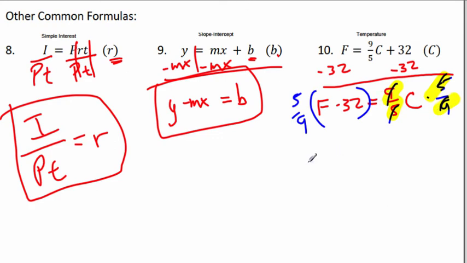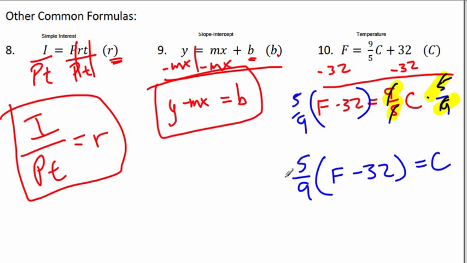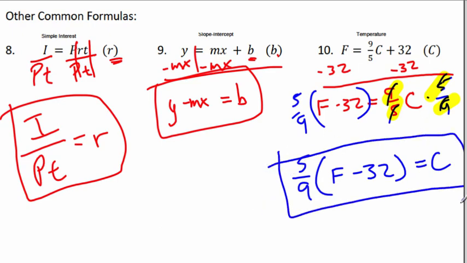Now here's the part I want to be sure to point out to you. You get 5/9 times the whole side, so you have to use parentheses: F minus 32. It's times the quantity F minus 32, and so we're going to leave it like that. Can you distribute? Yes, you can. Do you have to? No, because C's by itself, so we're all done with that one.